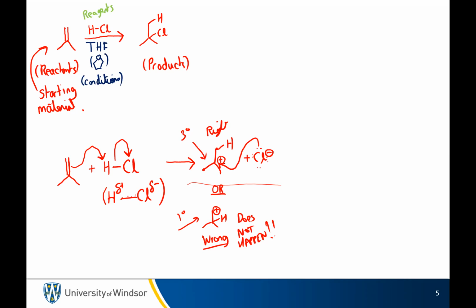So I'm drawing the arrow going from one of the lone pairs on the chlorine to the carbon with the positive charge. And that takes us to our product. Okay. So that's one way of looking at it.